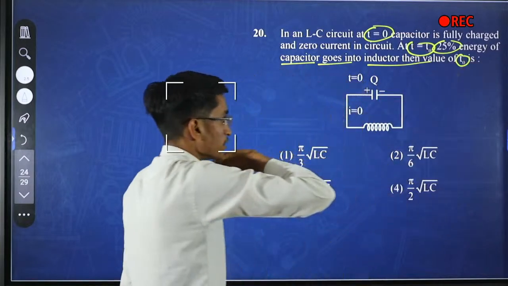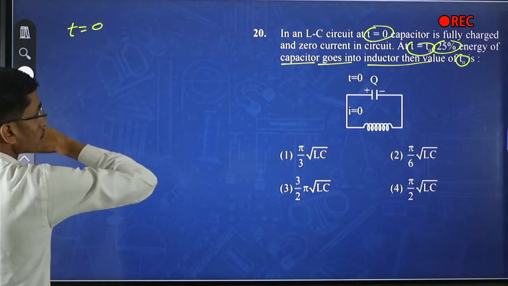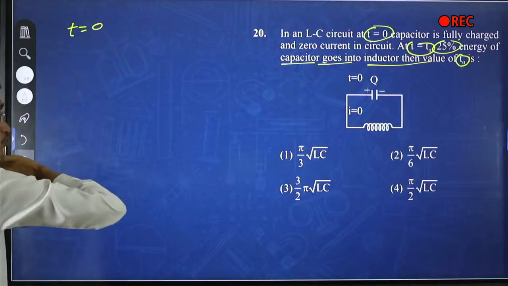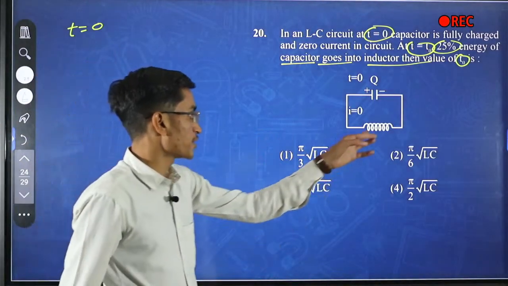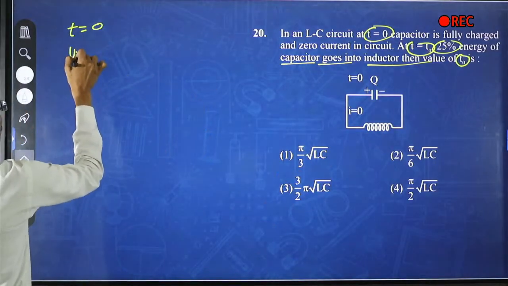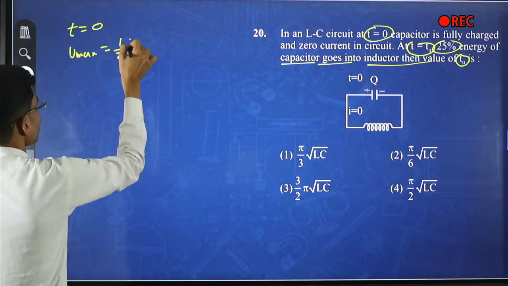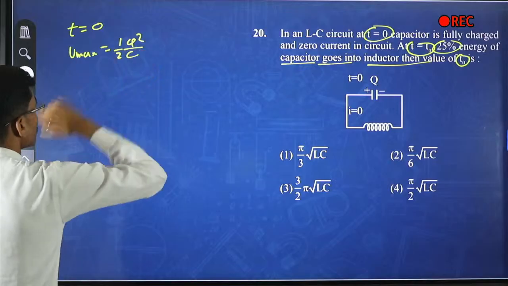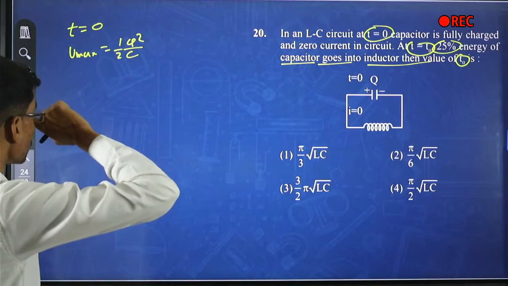In this data, it is given that at t equal to 0 the capacitor is fully charged and current is 0, meaning there is no energy stored in the inductor. So this is the initial condition. So U max will be q square by 2C, since maximum charge is stored on the capacitor.